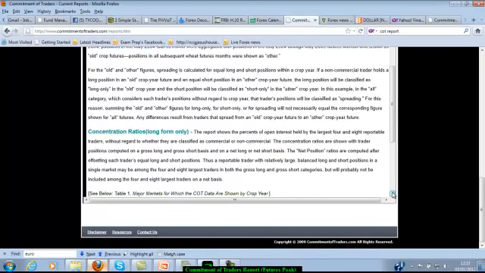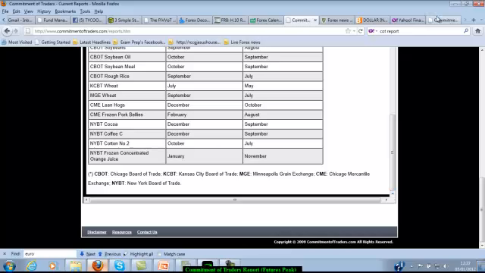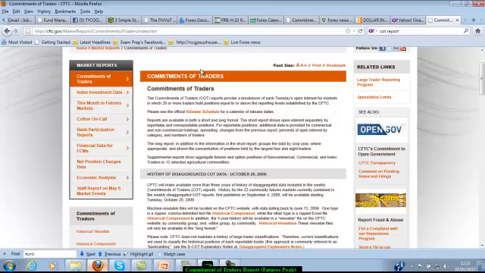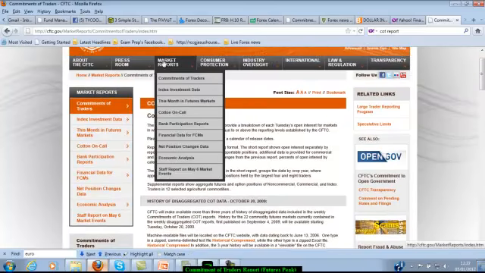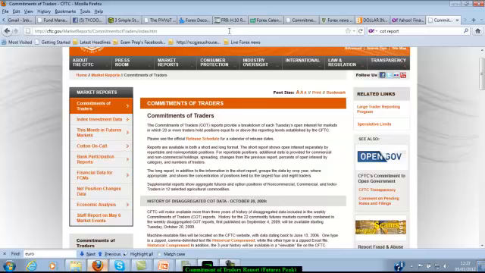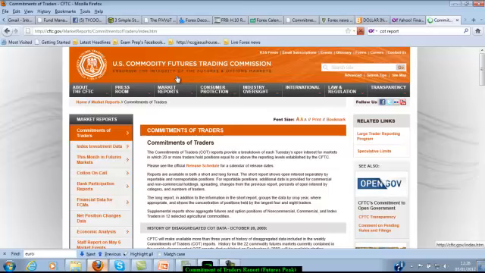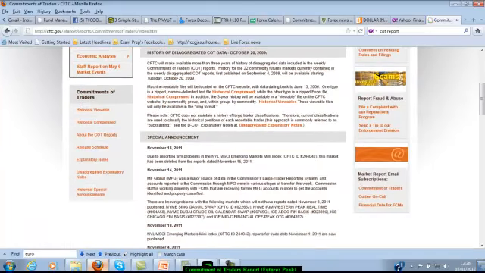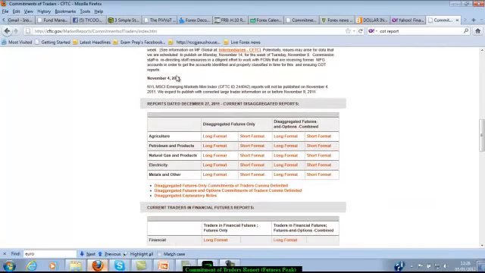I want to go down quickly, because of timing, to show you how to access the COT report from the CFTC website. Right here on the website, we scroll up and go to market reports. Remember I said when you go to www.cftc.gov, under market reports, you go to commitments of traders and click on it. Now it opens, and then you scroll down to the bottom of the page. You can see reports dated December 27th, 2011.